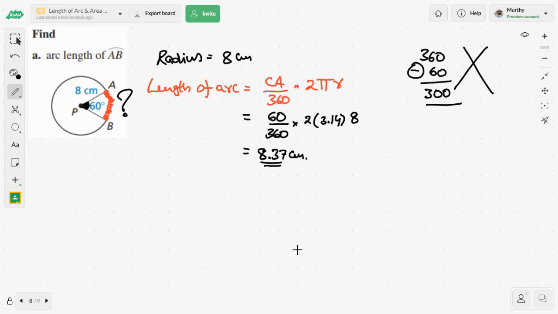Again, a quick reminder: do not subtract this way for every sum. It depends upon the given question. Okay.